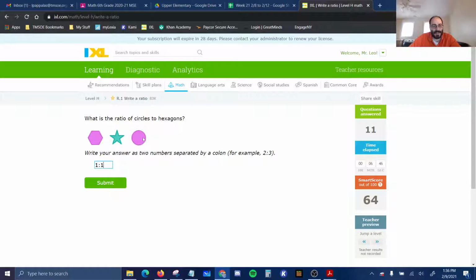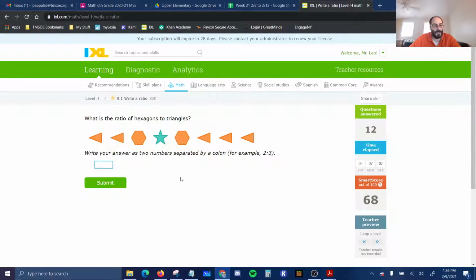So what happened? It asked about a circle and it asked about a hexagon. The star wasn't even mentioned. So you don't have to put any number for that. Make sure you read the problem in full and see what they're asking about and put it in the correct order. And remember to put your colon.